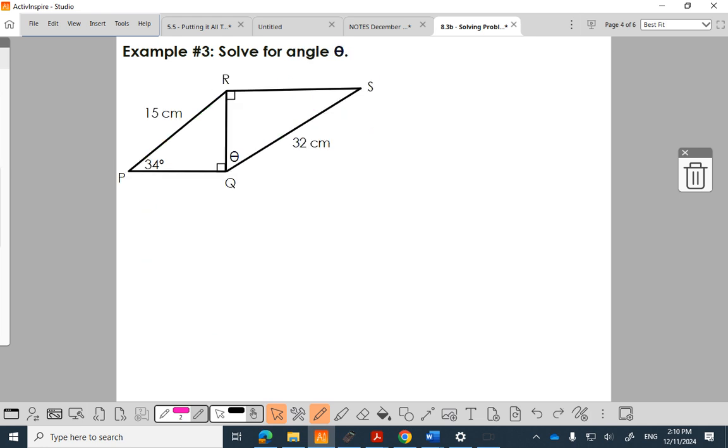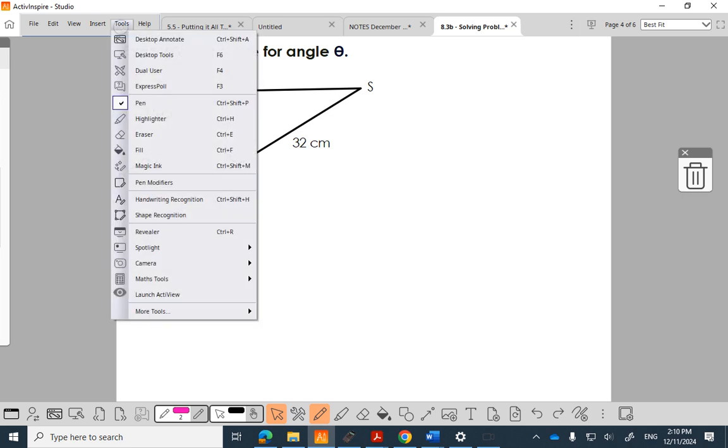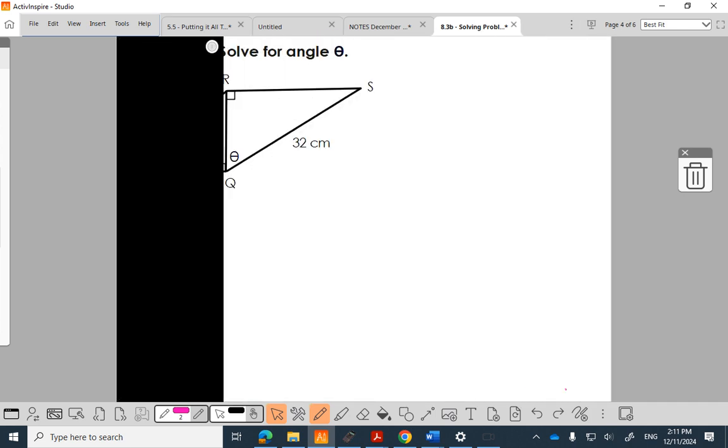Example 3, solve for angle theta. Theta. We haven't used theta in a bit. I just want to talk about one thing, and then we'll see if somebody's got a plan, okay? Let's just look at that right-hand triangle. Are you given 3 pieces of information in that right-hand triangle? No. What are they? Actually, yes.